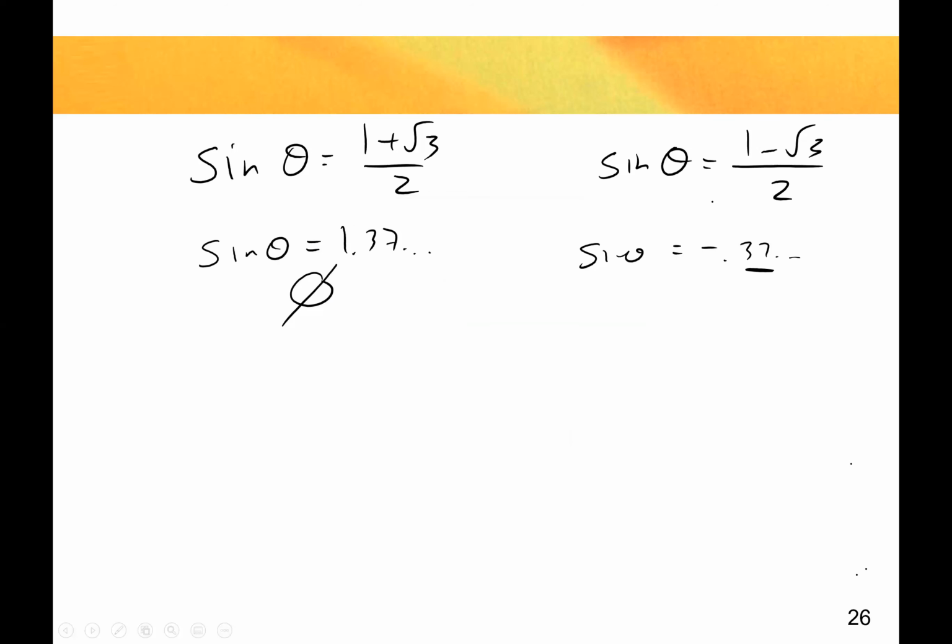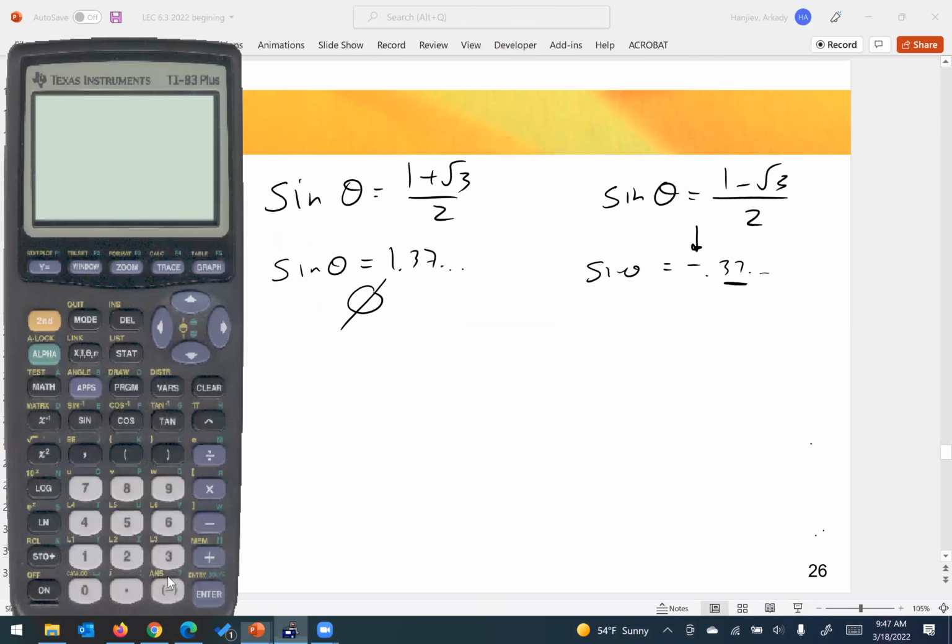Second thing is notice this little negative. We just talked about it. Negative, I don't want that. I want the positive value because I'm going to change it to a reference angle. So let's change a few things here.